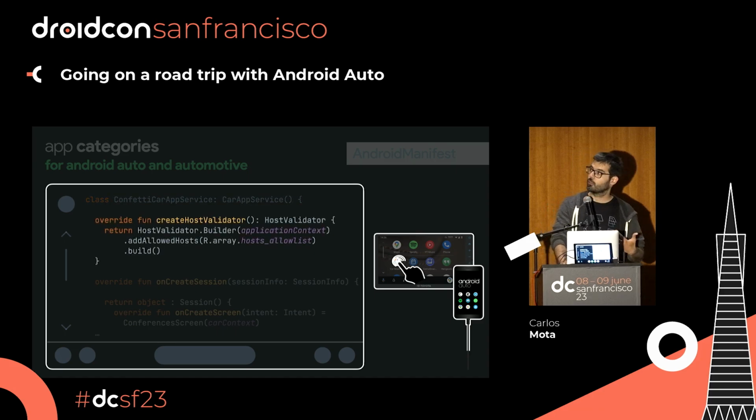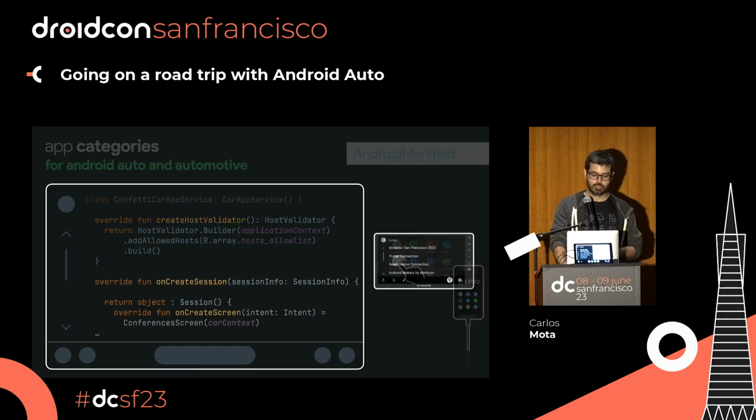So basically, if you look at the code, it should be something similar to this. You have a list of allowed hosts, and if it's true, it's going to call on create session, that will call on create screen, and then we'll call the conference screen, which is going to be a list.